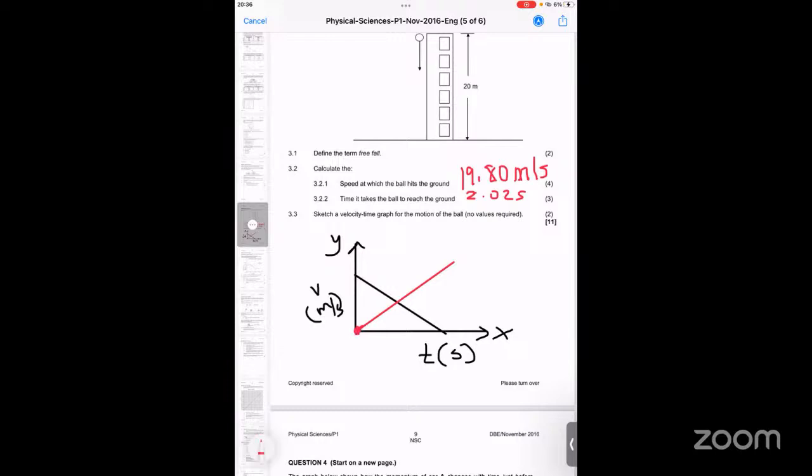When it comes to the direction, this is how you interpret it. You say, as time goes on, what happens to the velocity? Does it increase or does it decrease? Increasing. Yes, it increases. So that is why, as time goes on, your line keeps on increasing. Can you see that there? Yes, sir. And they said no values required, so you just leave it as it is. But it just shows that as time goes on, the velocity increases. And this graph is if we assume down to be positive.